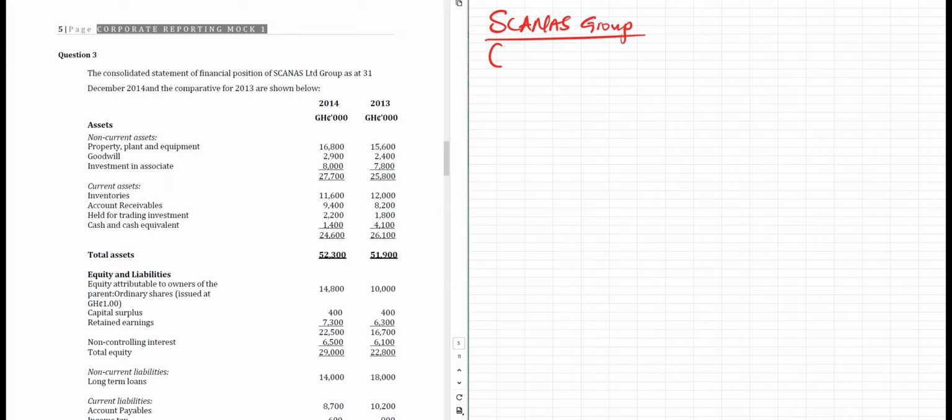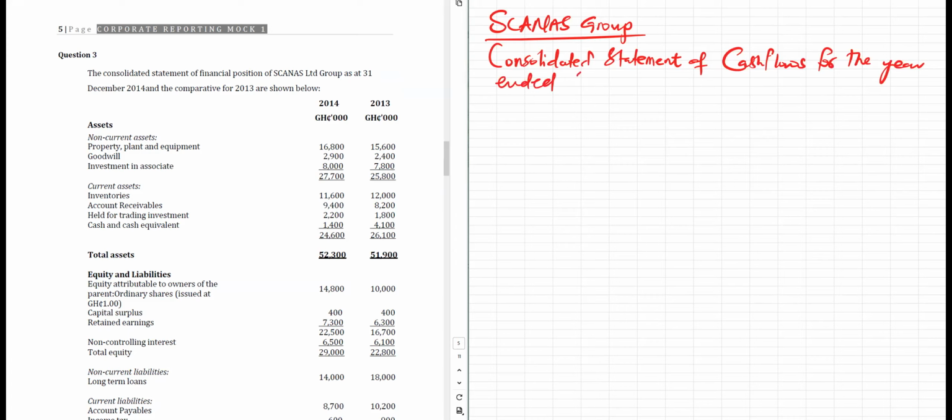Consolidated statement of what? Please don't say cash flow statement. Statement of cash flows for the year ended 31st December 2014, right? Okay. So here, what would I put there? Cash flow from what? Operating. Cash flows from operating activity. Good.